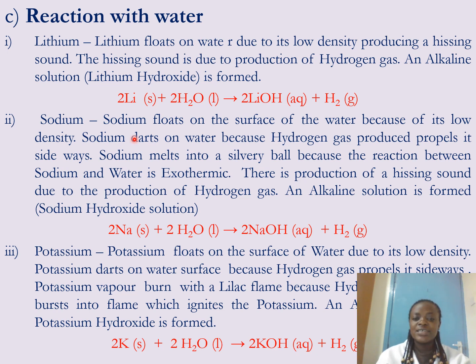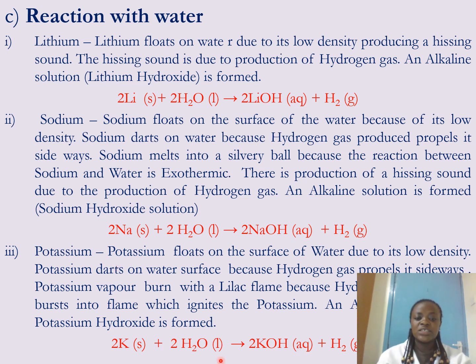There is also a hissing sound due to the production of hydrogen gas. We said metals react with water to produce hydrogen gas, so we shall also hear the hissing sound. And also an alkaline solution is formed. This alkaline solution is sodium hydroxide. We have the reaction here between sodium and water. Sodium is a metal, so solid, plus water, a liquid, gives us sodium hydroxide and hydrogen gas.